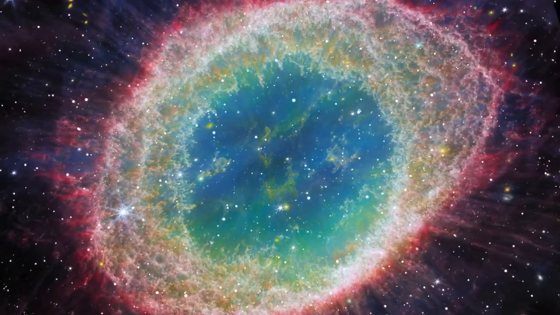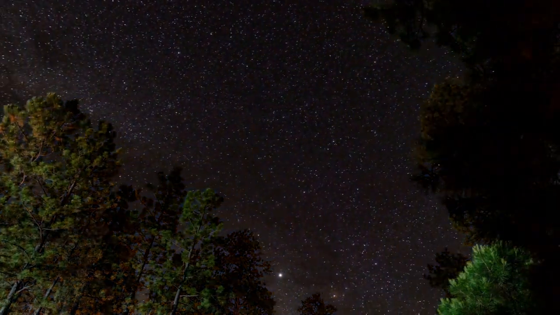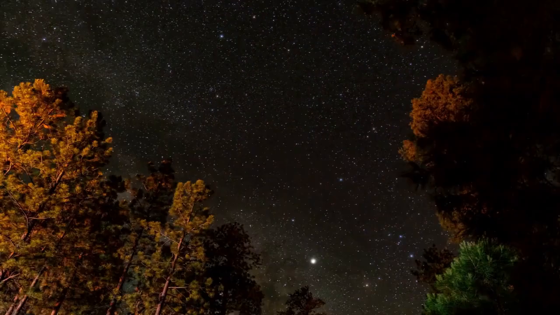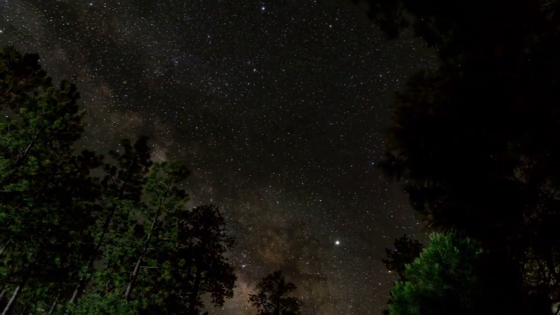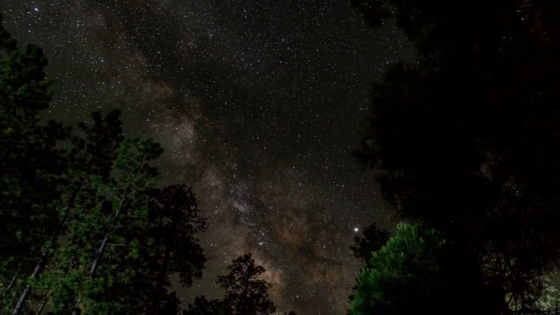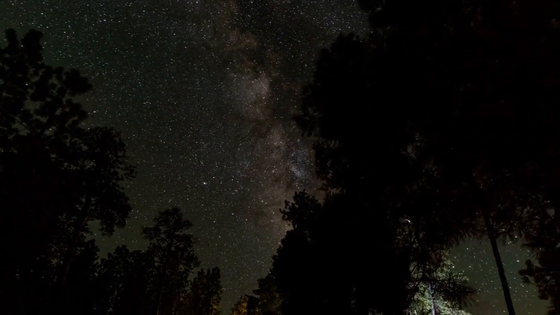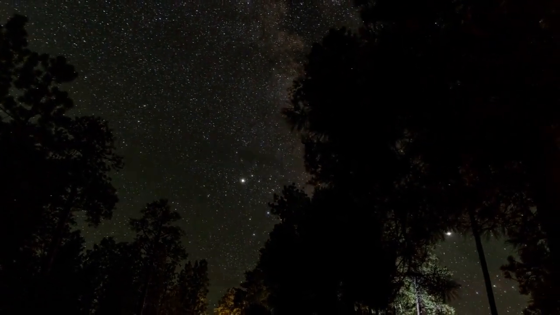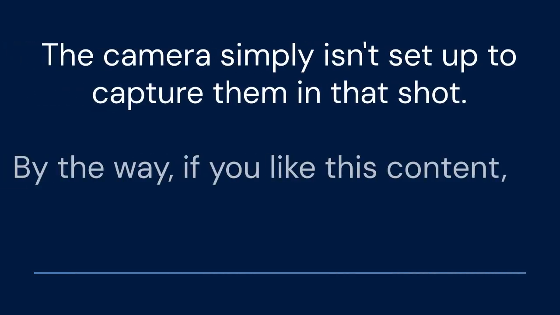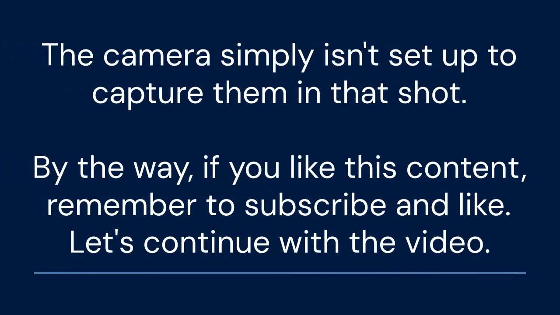Think about it this way. If you've ever tried to take a photo at night with your phone, you've probably noticed something similar. If you point your camera at a street lamp or a lit-up building, the stars in the background disappear, even though you can still see them with your eyes. The camera simply isn't set up to capture them in that shot.